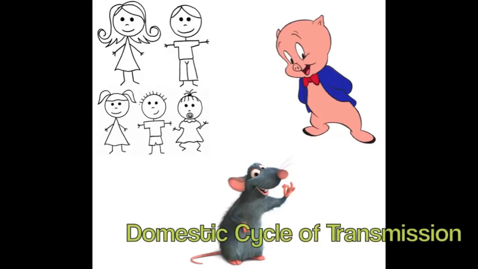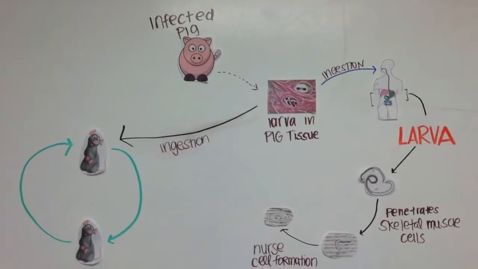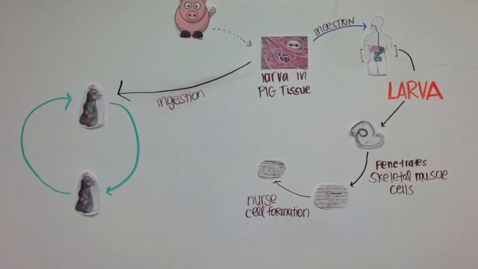Trichinella spiralis can have two types of life cycles, domestic or sylvatic. In the domestic cycle of transmission, humans can come into contact with animals such as pigs or rats. The sylvatic cycle is when humans can come into contact with wild animals such as foxes or bears. Now we will give you an example of a trichinella life cycle.